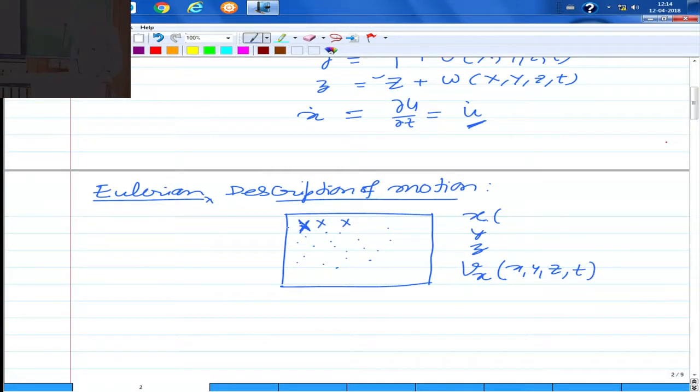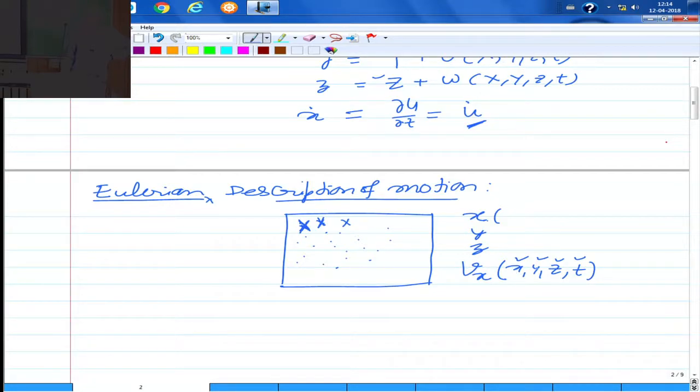So at some instant t, if I have a material point here, it has this velocity, and if I have another material point at a different location, that velocity in general would be different. So what we are saying here is that the quantity of interest, in this case velocity, is a function of current coordinates and time.